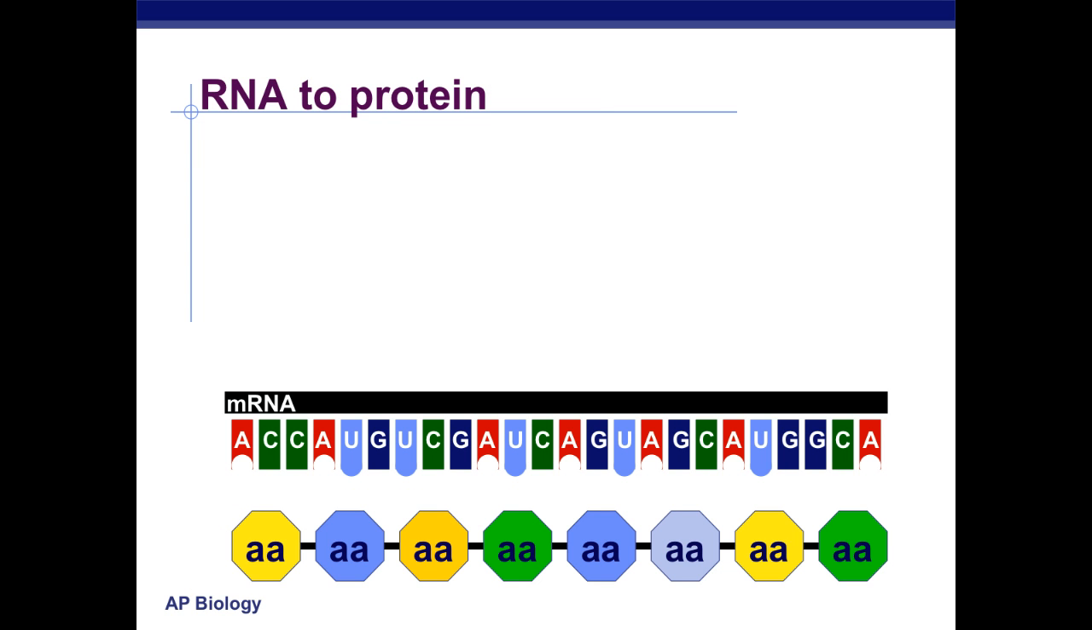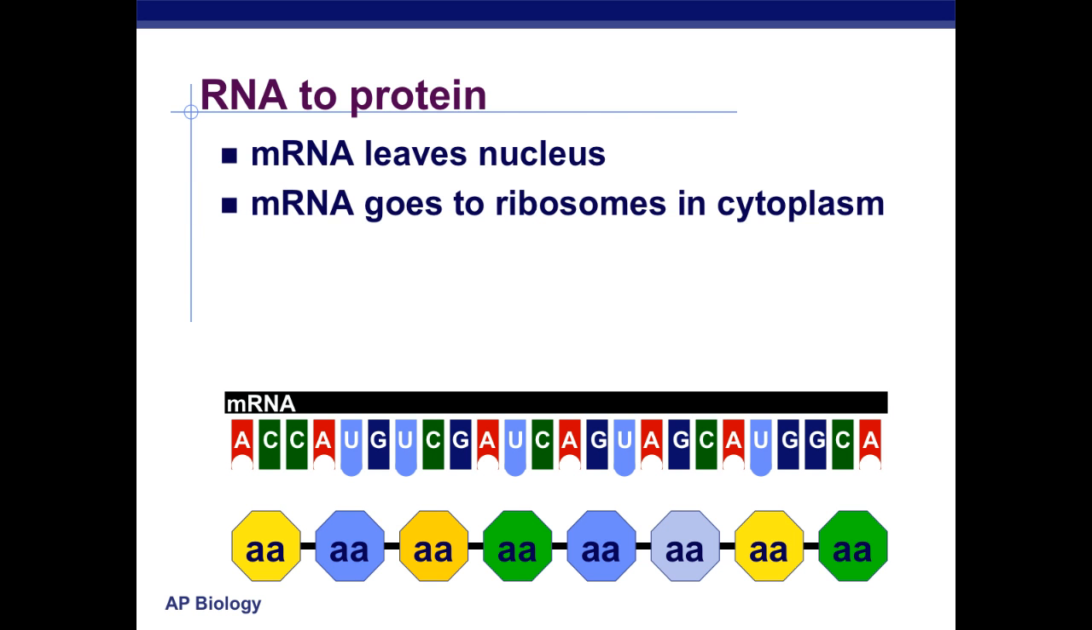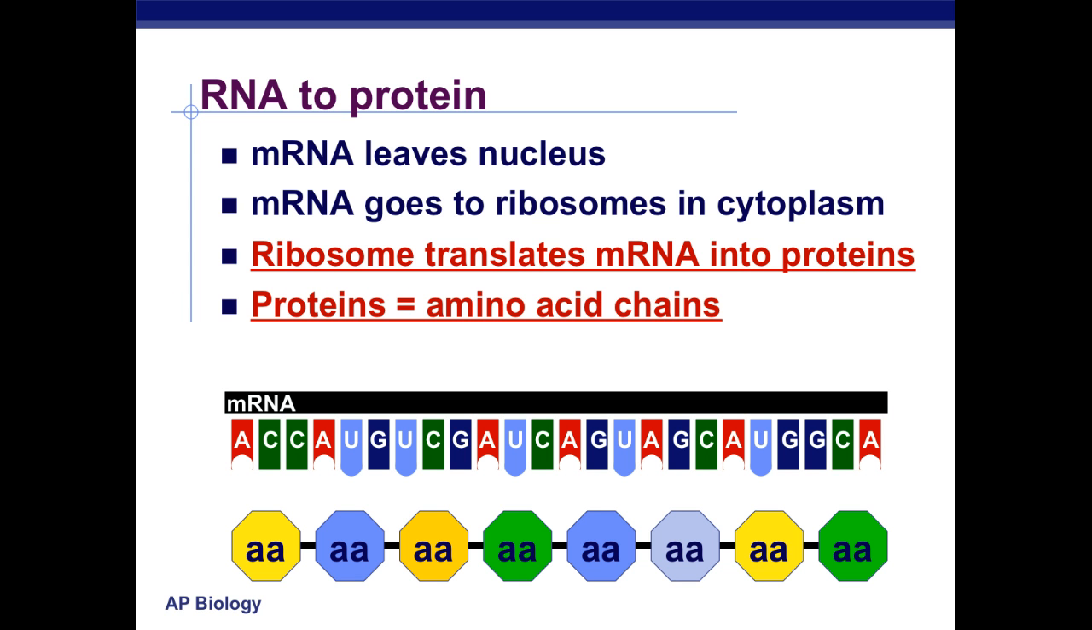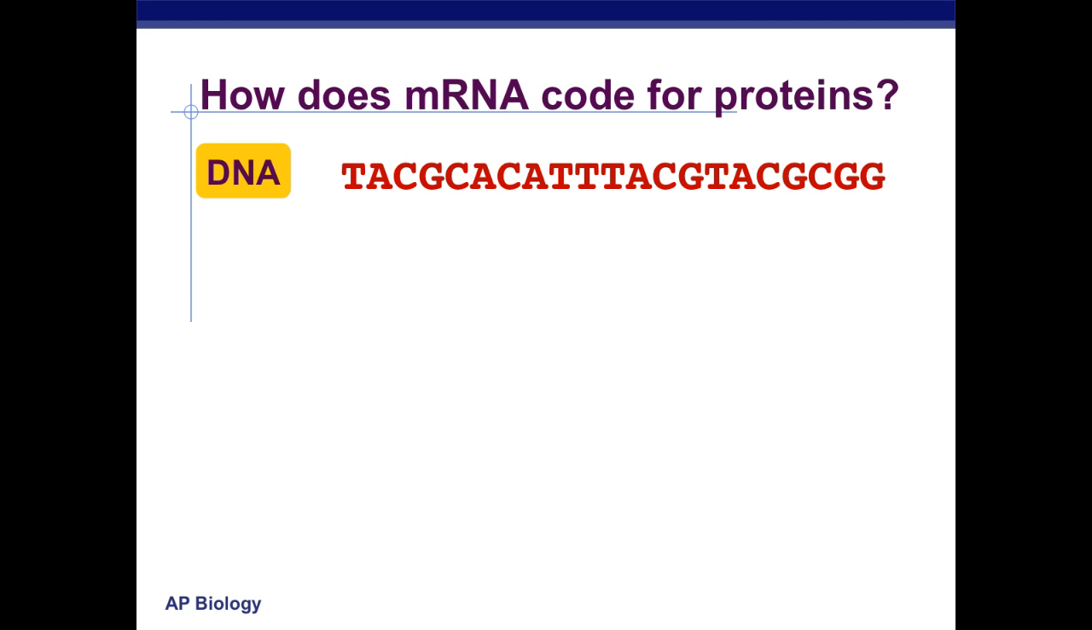So from RNA to protein, mRNA leaves the nucleus. The mRNA goes to the ribosome in the cytoplasm, and the ribosomes translate the mRNA into proteins. The proteins are made of amino acid chains. But how do you have mRNA code for proteins?